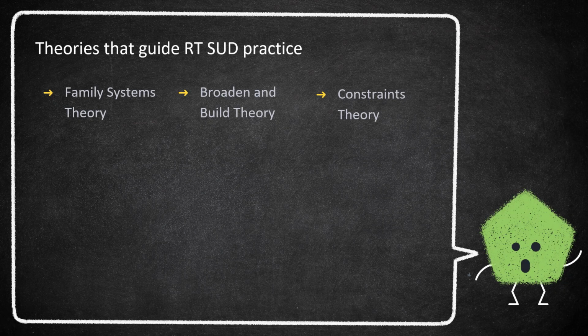So as I mentioned earlier in the presentation, we're going to look at 3 different theories today. We're going to start out looking at family systems theory, then we're going to go on to broaden and build theory, and then we're going to finish with constraints theory. We're going to give you a bit more in-depth information on each theory, then we're going to look more closely at broaden and build theory and how we implement that in a program setting.